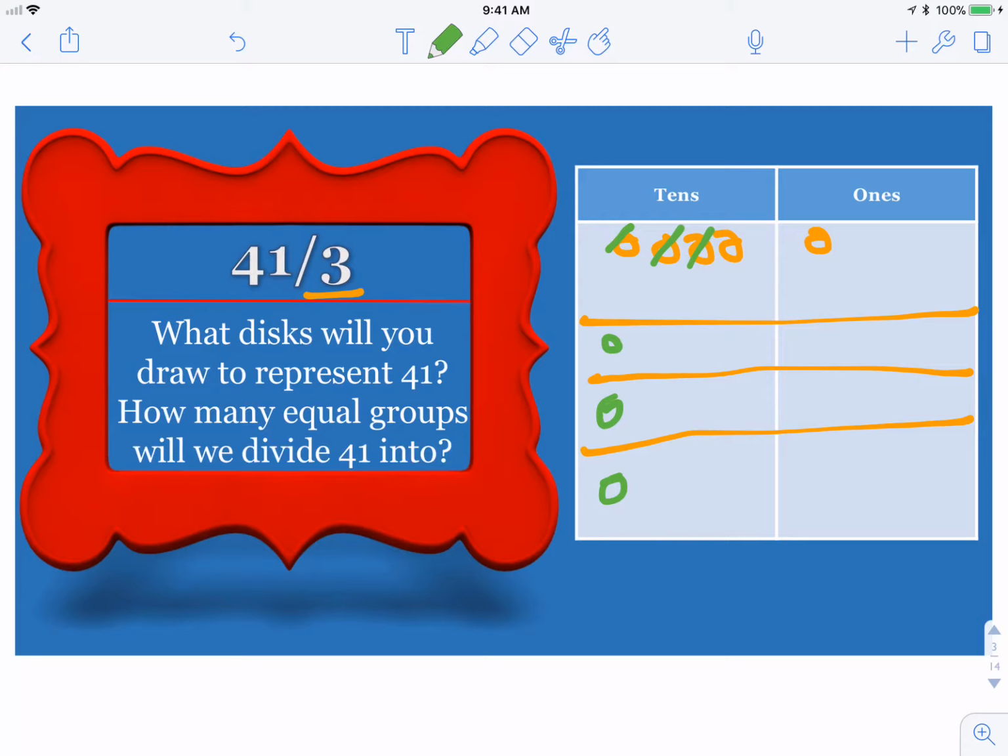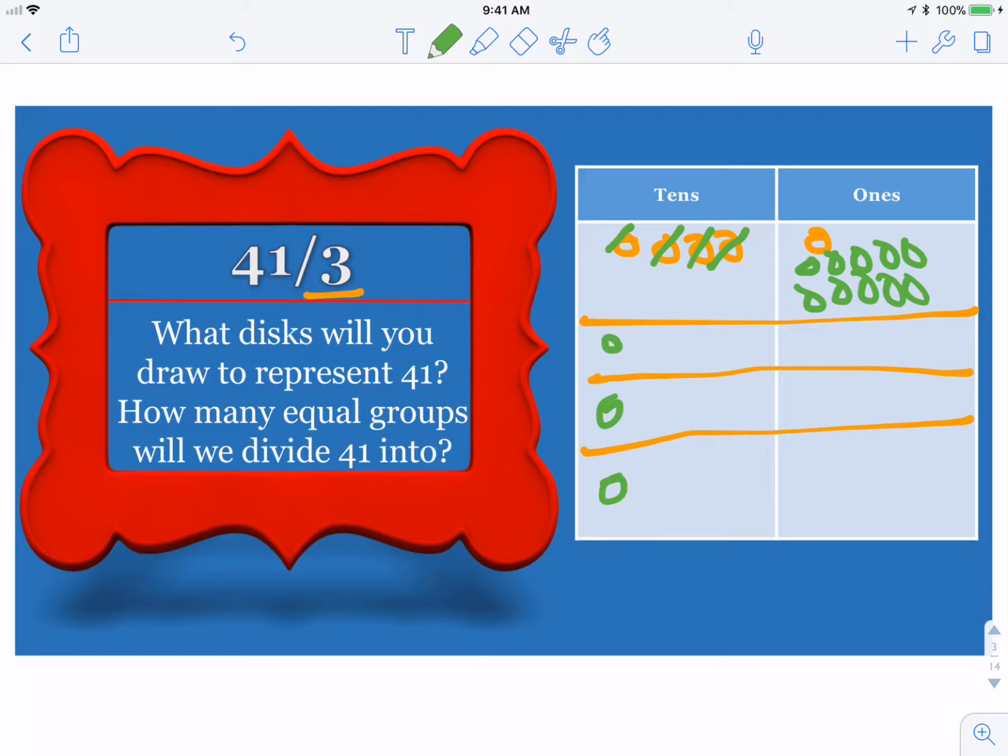Okay, we know that 1 ten is the same as 10 ones. 10 ones is the same as 1 ten. So could I not just cross this out and move 10 of them over here? 1, 2, 3, 4, 5, 6, 7, 8, 9, 10. You know, when I do my discs, I always like to do a row of 5 each, just because that way you can glance at it. I can count by 5s. I see I have 10. Okay.